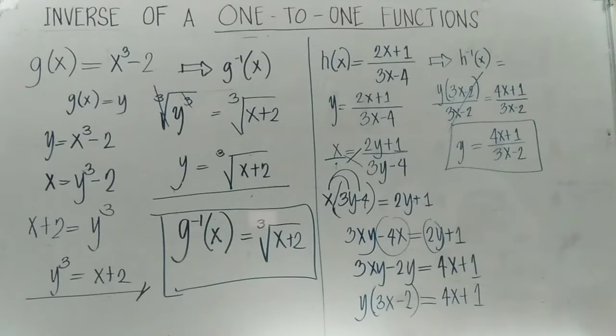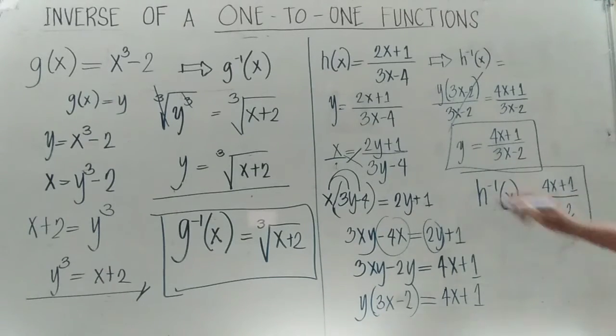Okay? Or we can put it in this form. We have h inverse of x is equal to 4x plus 1 over 3x minus 2. Just copying your answer in here. Okay? So that is how to solve for the inverse of a one-to-one function.